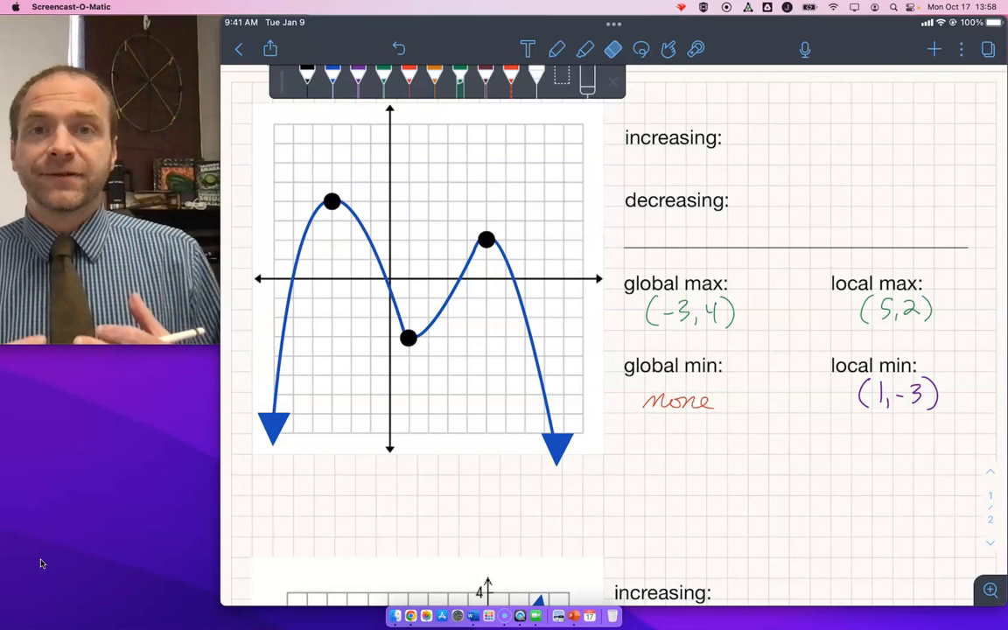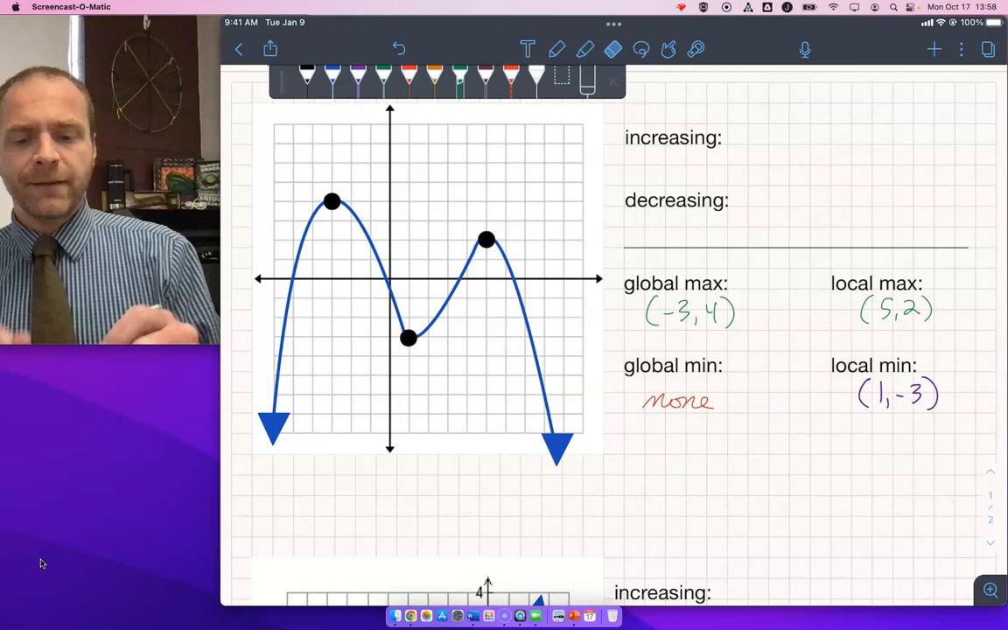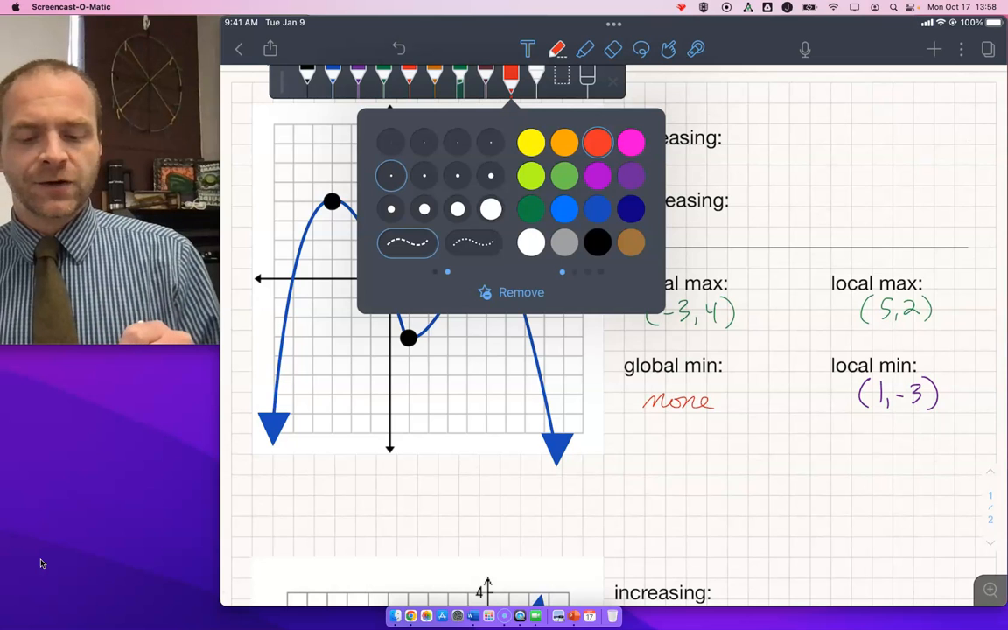Now, increasing and decreasing. There are some issues that people are having with those, and it's understandable. So what I'm going to do is help us out a little bit. Let's change from red so it doesn't look like it's only dealing with increase and decrease, and let's just go to pink.